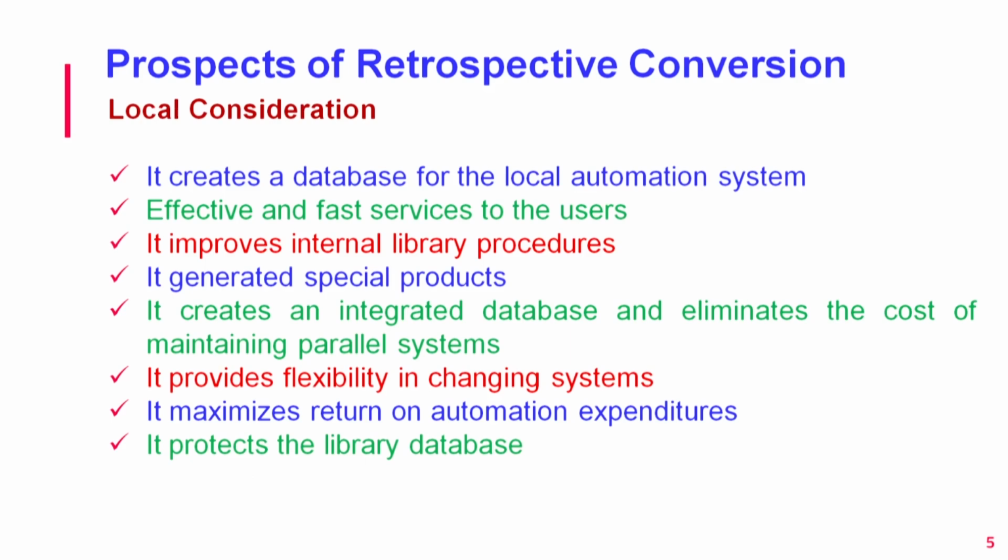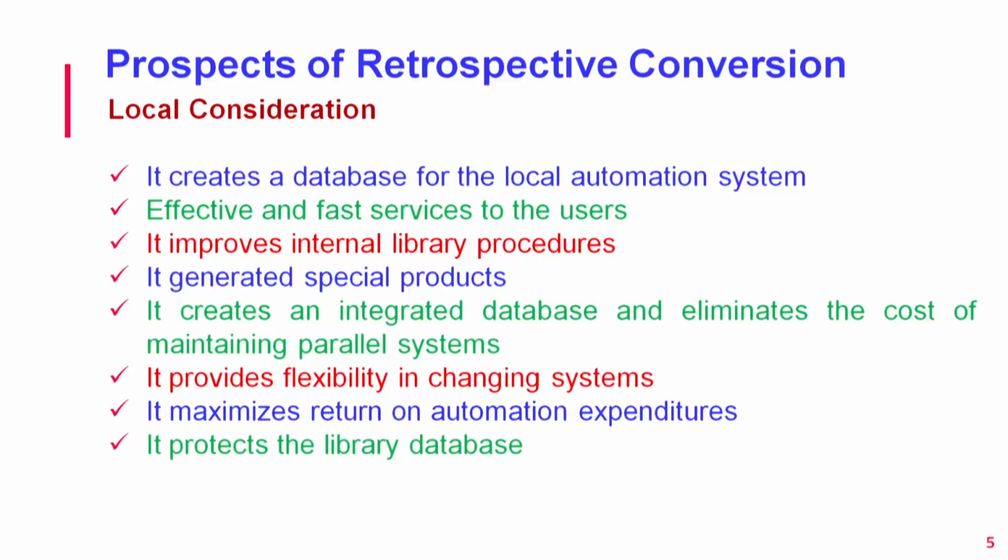It can also maximize the return on automation procedures. Once you have done the automation, all the activities related to automation can be supported with the data which are part of retrospective conversion, so that the efficiency can be improved. Of course, it always protects the library database because you already have the data in your computer. It can be multiplicated or duplicated, so that you will never lose the data. It can protect the data as it is.